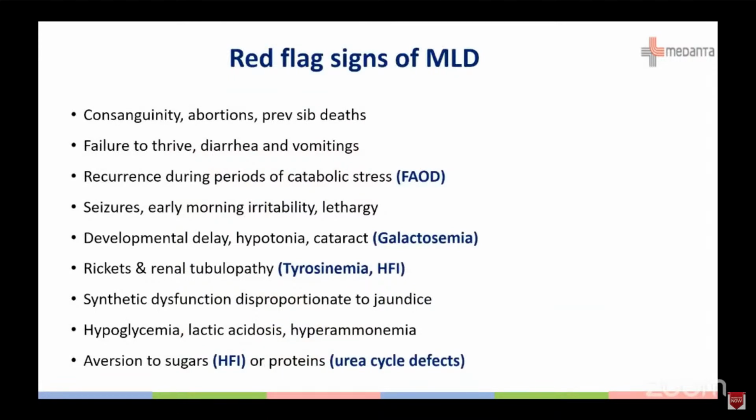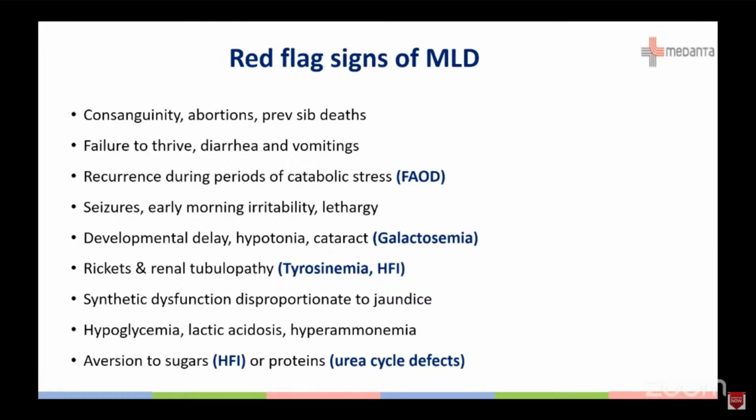There should be history of consanguinity, aversion, and previous sibling death. The child might be having failure to thrive, diarrhea, and vomiting. Recurrence during the period of catabolic stress is suggestive of fatty acid oxidation defect. Convulsions, early morning irritability, lethargy, developmental delay, hypotonia, and cataract are suggestive of galactosemia. Rickets and renal tubulopathy are pointers for tyrosinemia and hereditary fructose intolerance. Hypoglycemia, lactic acidosis, hyperammonemia, aversion to sugar or proteins are also indicative of metabolic liver diseases.